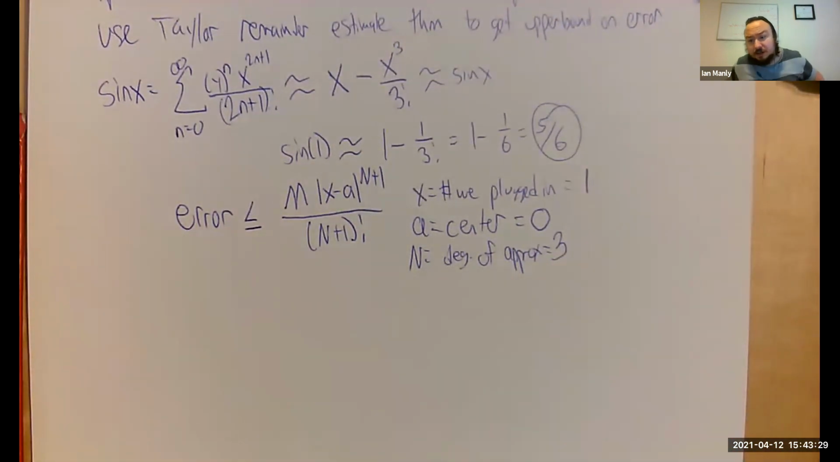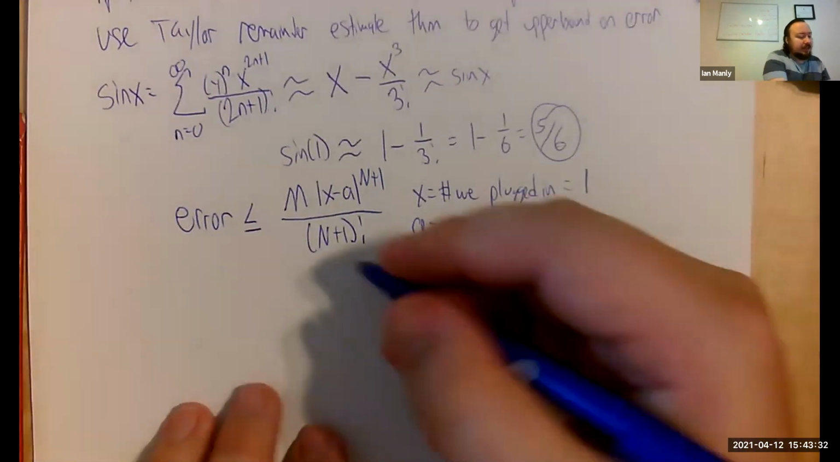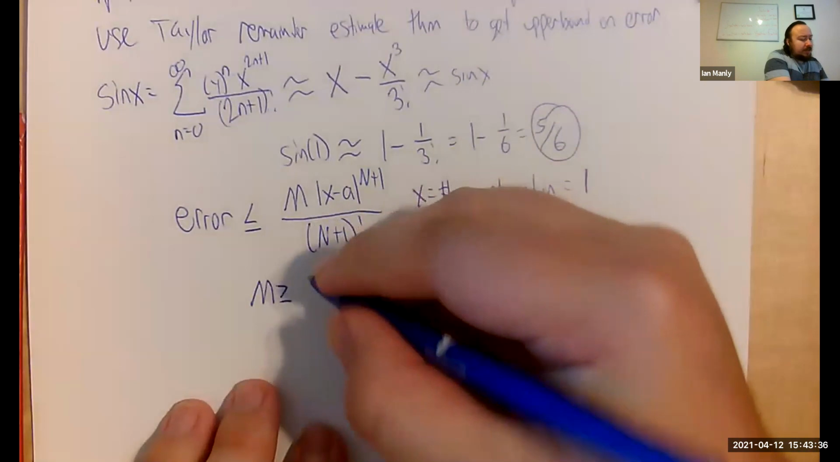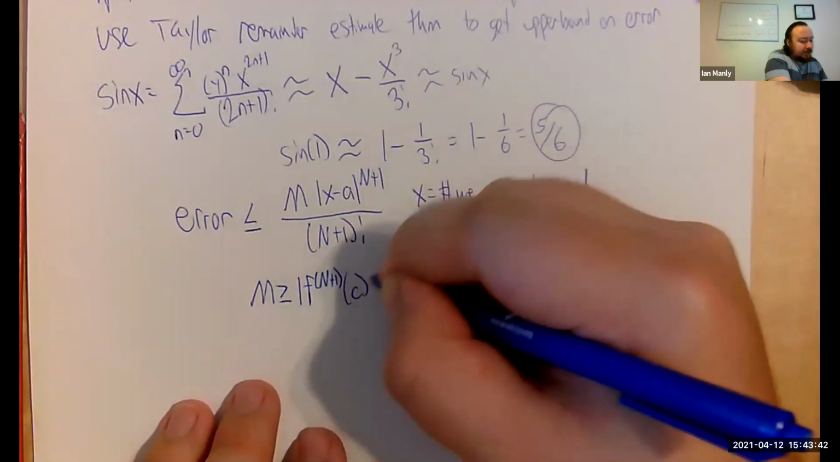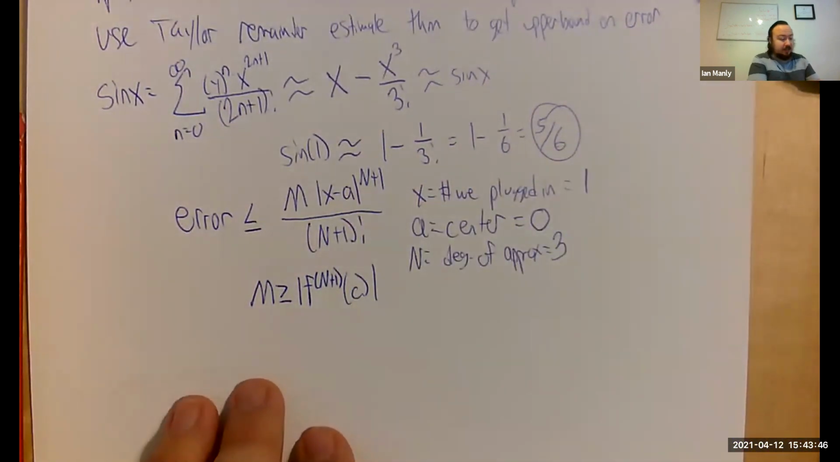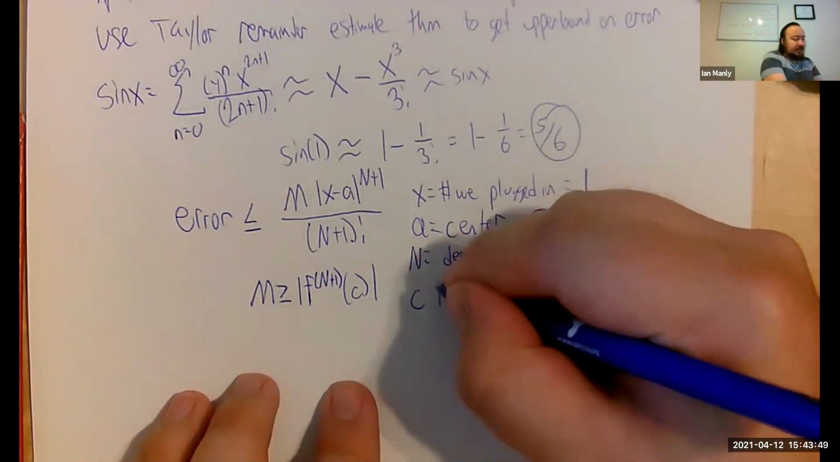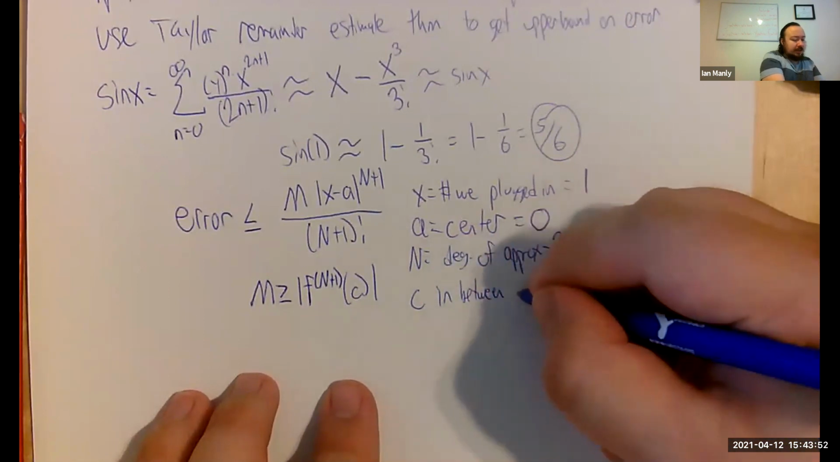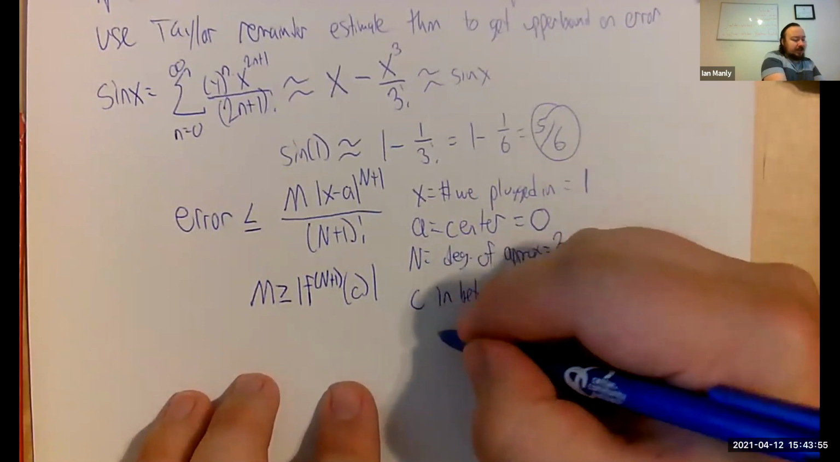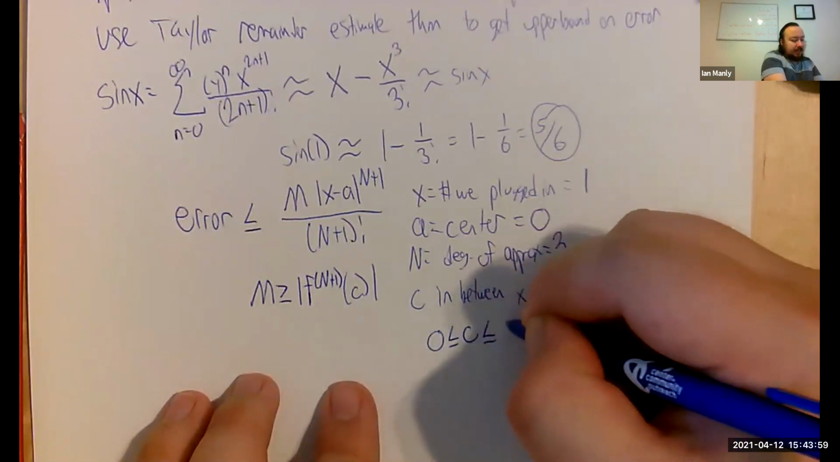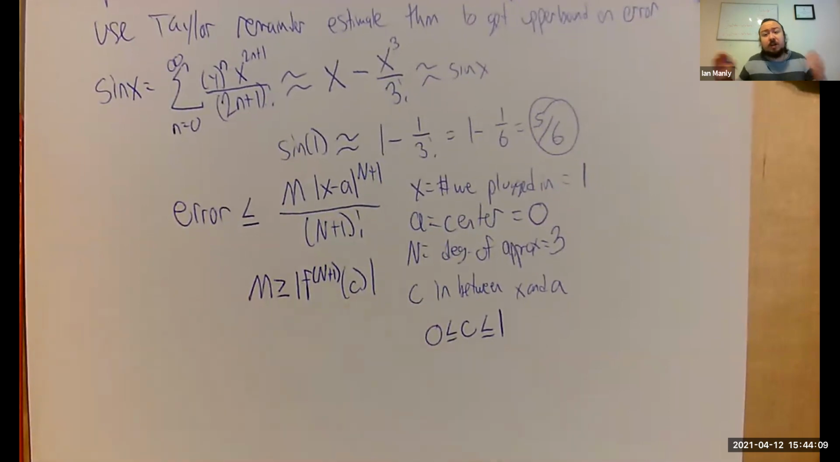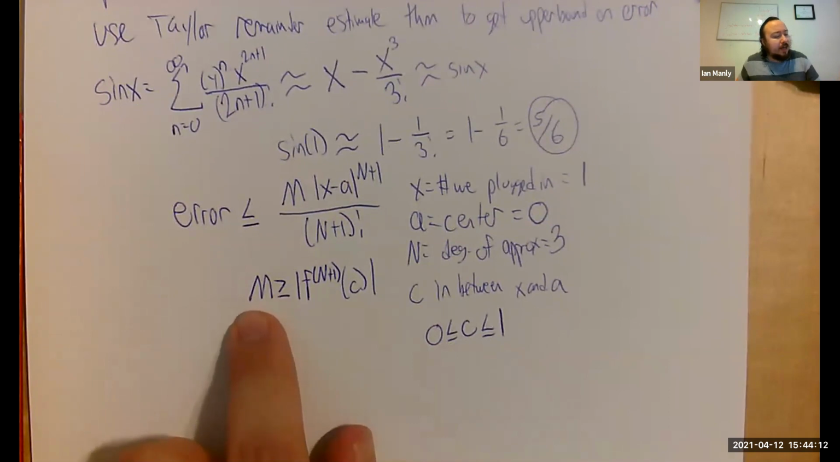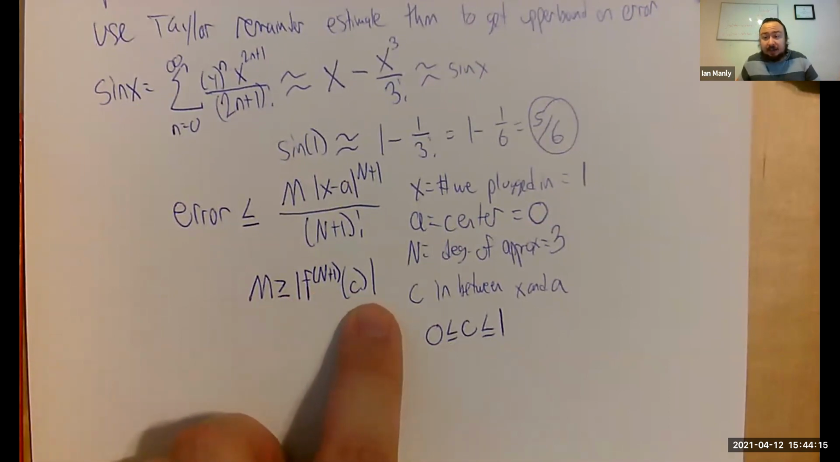Now M is the hardest one to get here. So let's think about what M is. M has to be greater than or equal to the absolute value of the n plus first derivative of our function with this mysterious number c plugged in. Now let's define what c is. c is in between x and a. So in this case, we're going to have 0 is less than or equal to c is less than or equal to 1. So c can be any number in between 0 and 1. No matter what number we pick for c, we need to make sure that M is bigger than the n plus first derivative at that number.